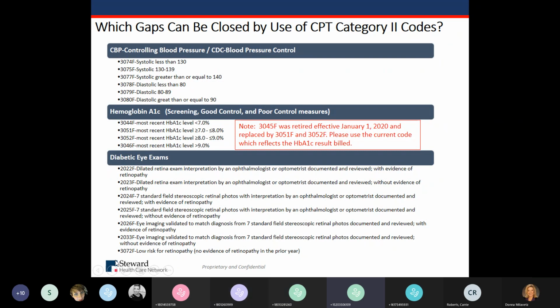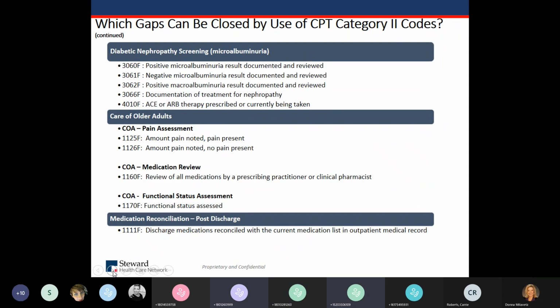Diabetic eye exams is another example. Diabetic neuropathy, care of older adults, and medication reconciliation.